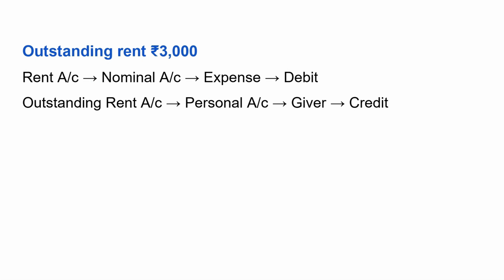See, rent is an expense, so it is nominal account. Outstanding rent means expense is already incurred but not yet paid. So business owes money to someone, that is landlord.